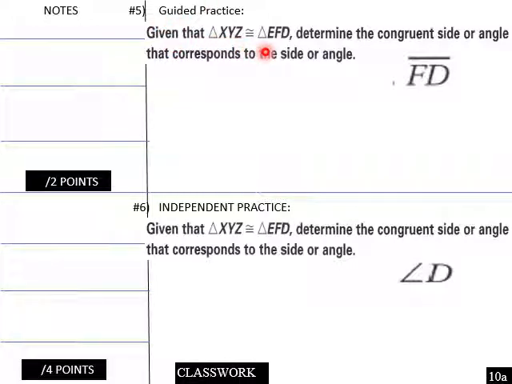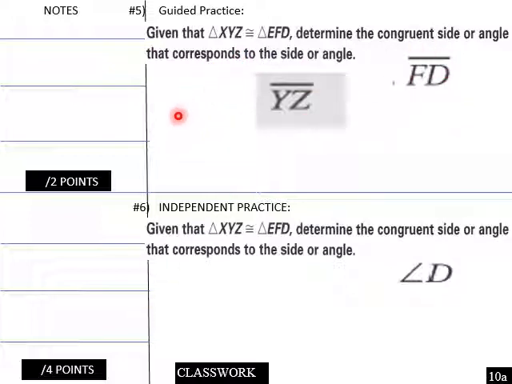Given triangle XYZ is congruent to EFD, determine the congruent side or angle that corresponds to the side or angle. So side FD. And then down here, students, your independent practice. XYZ, EFD. So for angle D, determine the congruent side or angle that corresponds. YZ would be the answer here for side FD.